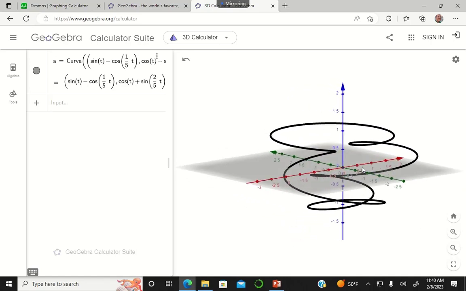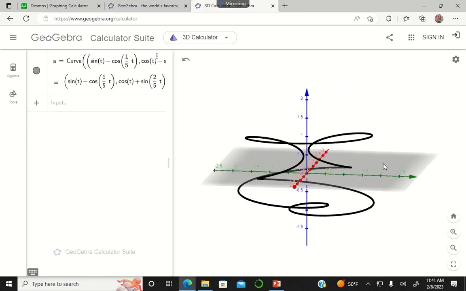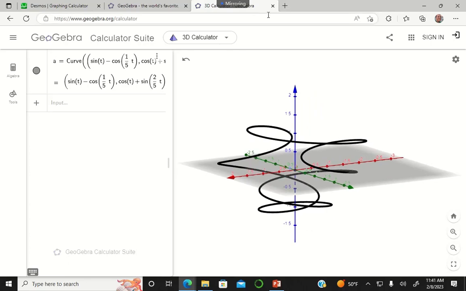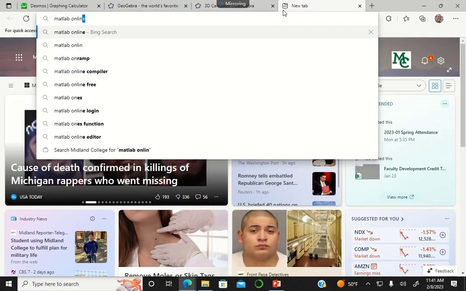So, the last thing I want to do is I want to see if I can make this in MATLAB online.